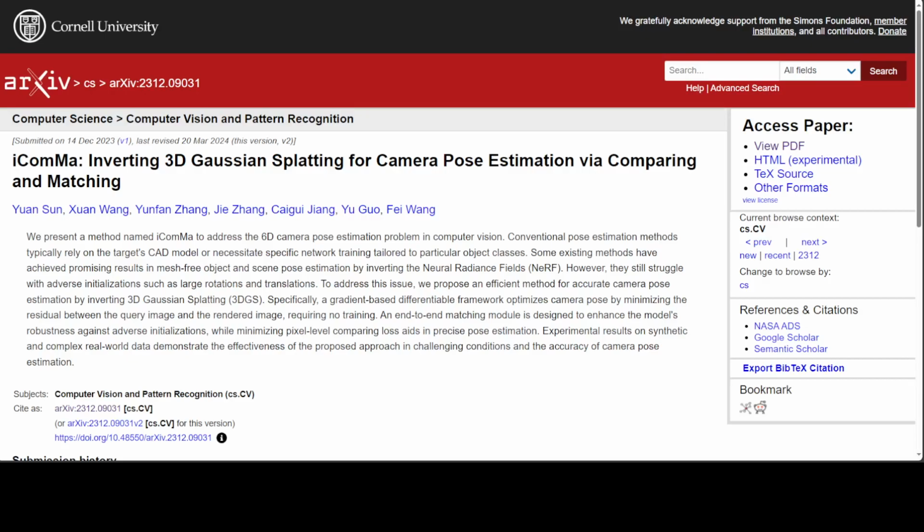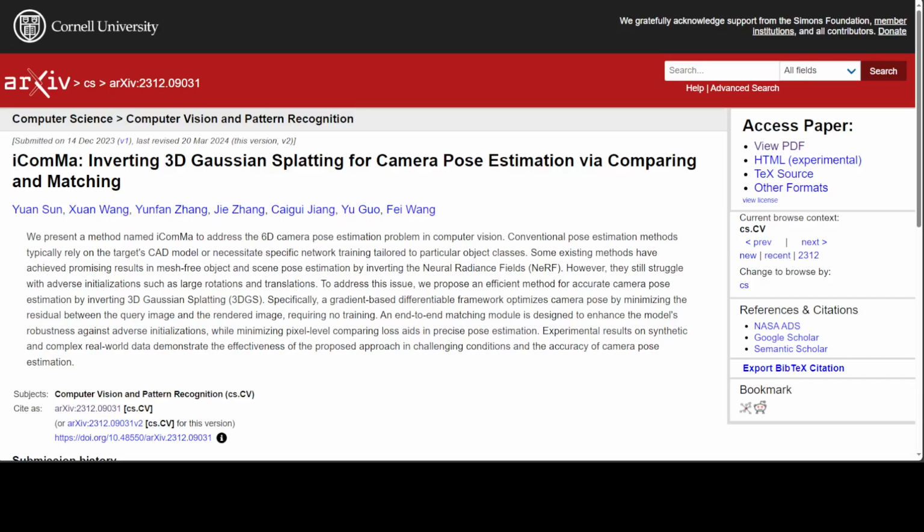This estimation is fundamental for applications such as augmented reality, robotics, and 3D reconstruction, facilitating accurate rendering, navigation, and interaction with the virtual environment. This iComMa framework integrates traditional geometric matching methods with rendering comparison techniques.